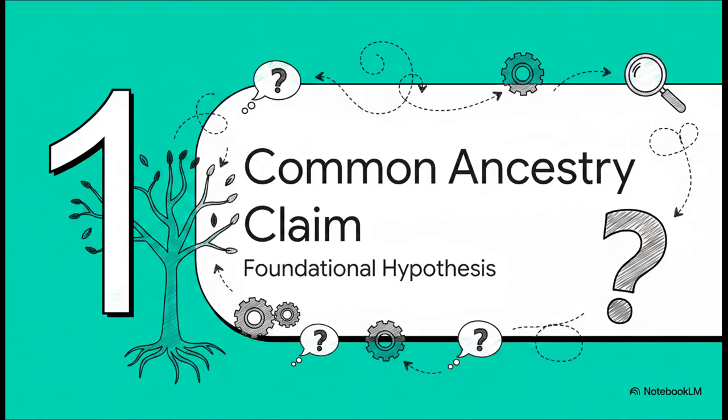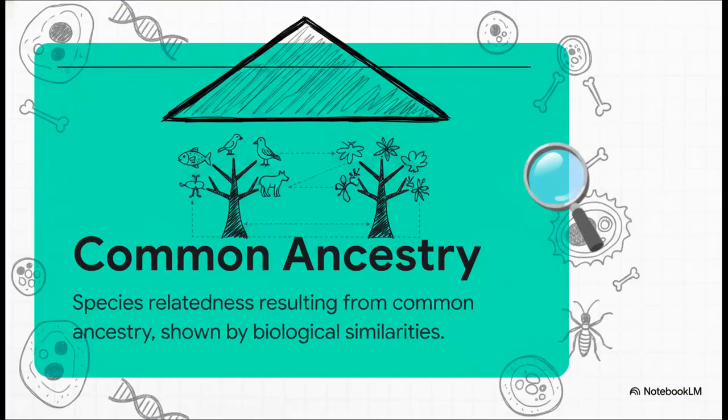Section 1. The claim of common ancestry. Setting the foundational hypothesis. Every good scientific argument has to start right here, with a clear, overarching claim. So, here is our core concept. Common ancestry is the scientific claim that the relatedness of species, which we can literally see in their biological and anatomical similarities, is the direct result of descending from a shared ancestor. Think of this claim as the central roof of the scientific house we're about to build. Everything else exists to hold this up.